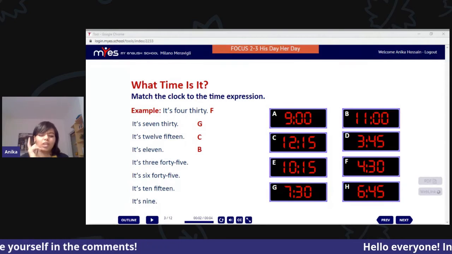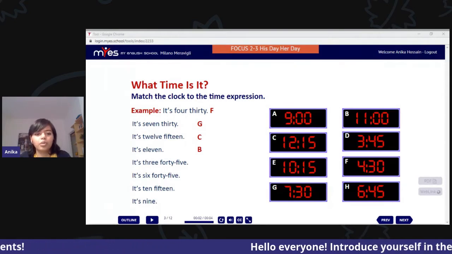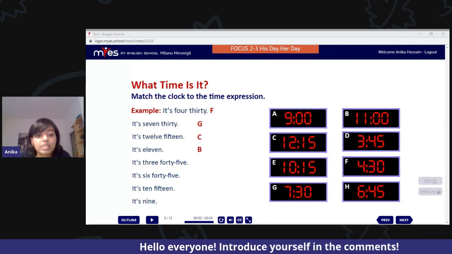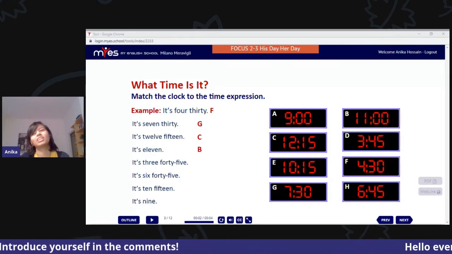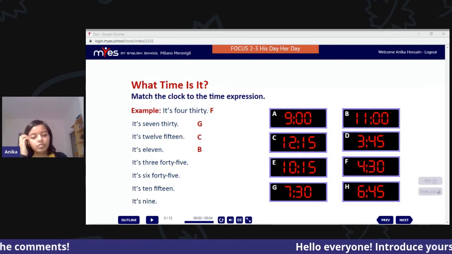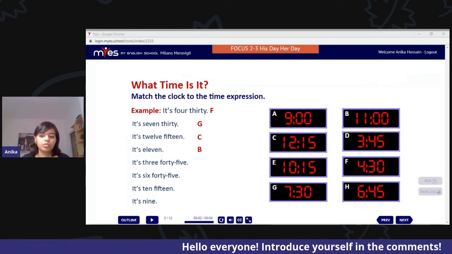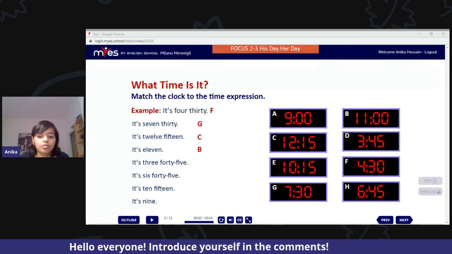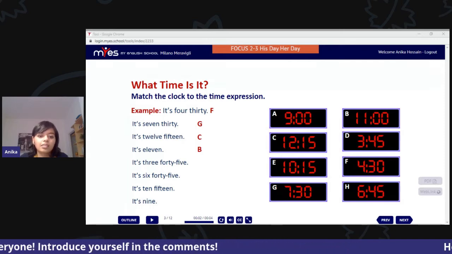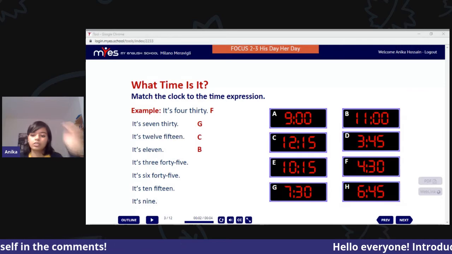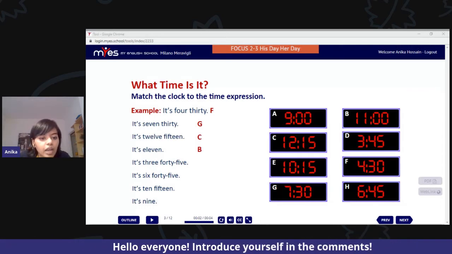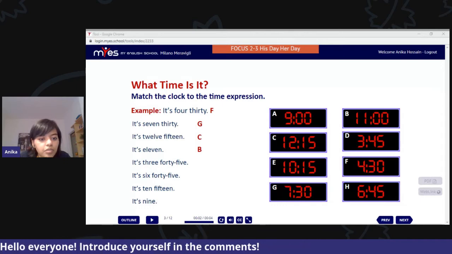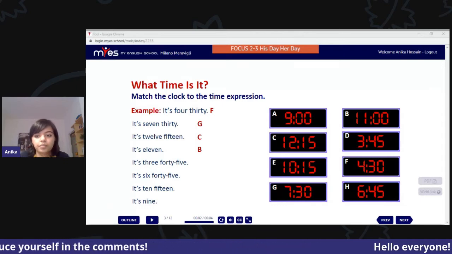I hope I'm not confusing you. So for example, we were talking about, for example, C. 12:15. Okay, we don't really say that. We say quarter past 12. Past because it's after 12. But for anything that's less than the hour, we say to, quarter to 3. So which one is it? And then we have 6:45, 10:15, it's 9.